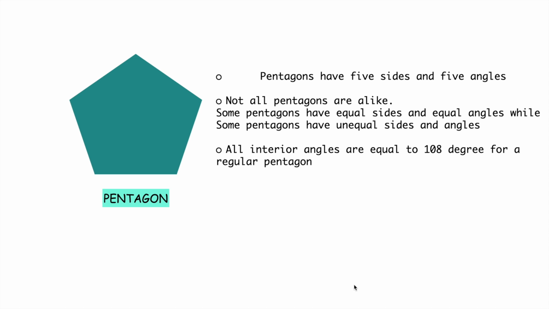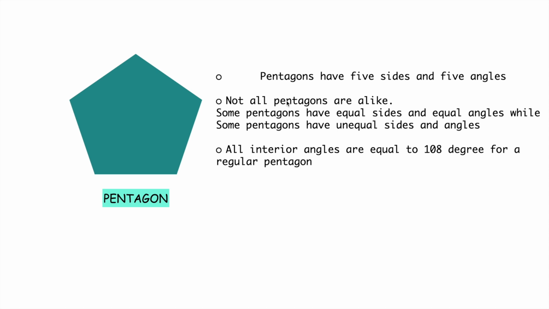First one, pentagon. Pentagons have 5 sides and 5 angles. So 1, 2, 3, 4, 5 sides and 1, 2, 3, 4, 5 angles.